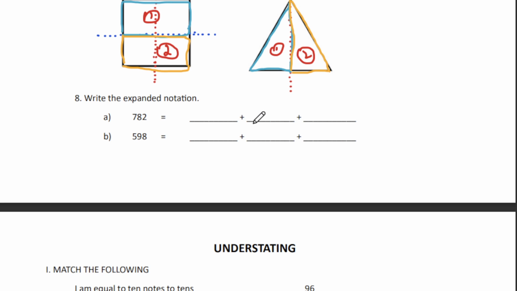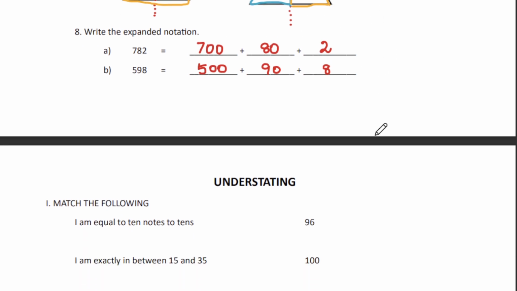Okay, and next one, write the expanded form. So you have to write the expanded notation. So this number is 782. So you have to write 782. Next is 598. Okay, 782 and 598.